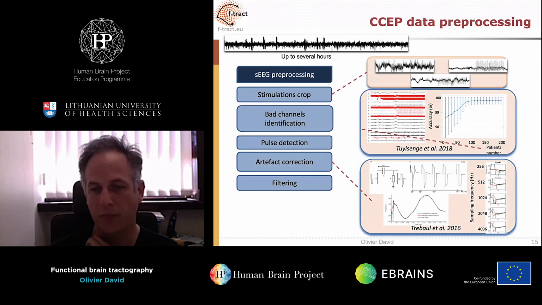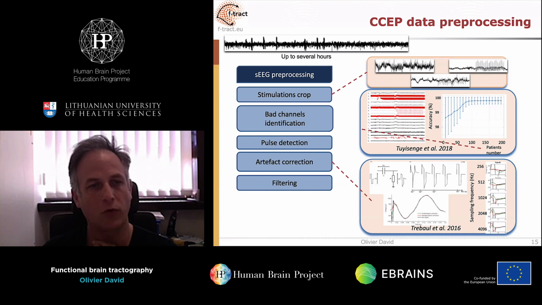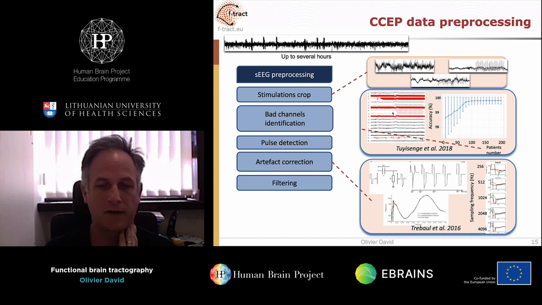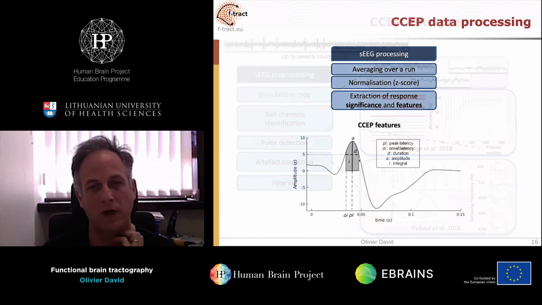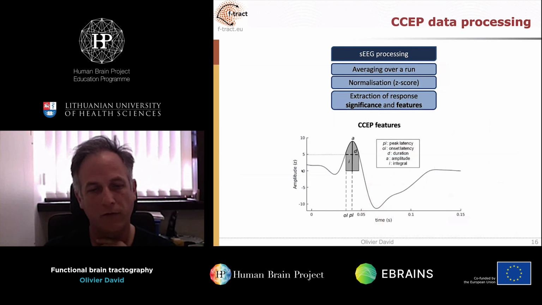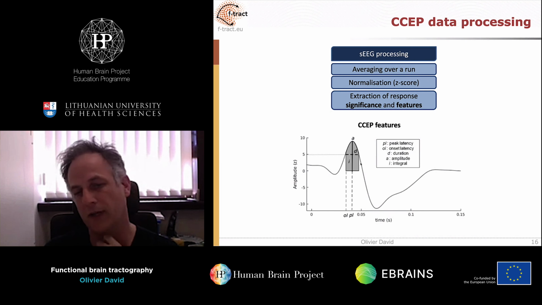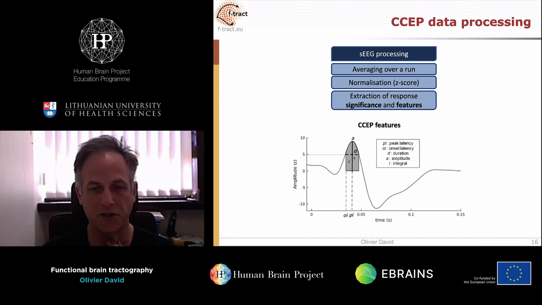And we also developed signal processing methods that go from the several hours of raw recordings from the hospital, where we got the signals corresponding to cortical stimulation. We developed methods to find the bad channels, to correct the stimulation artifact, to filter the data, and to average together all stimulations. And at the end of the process, we have the CCEP that we quantify with the amplitude, the delay, the energy, and so on and so forth.